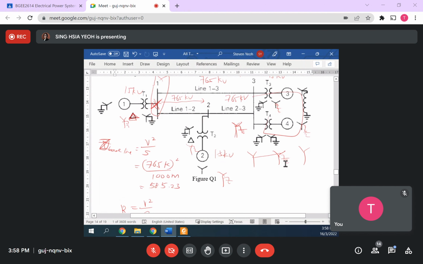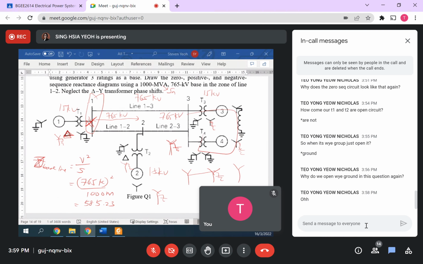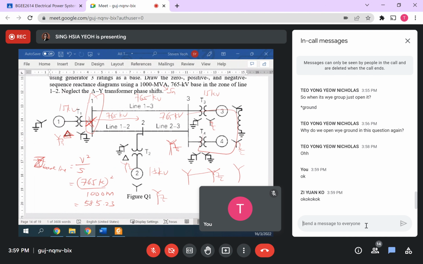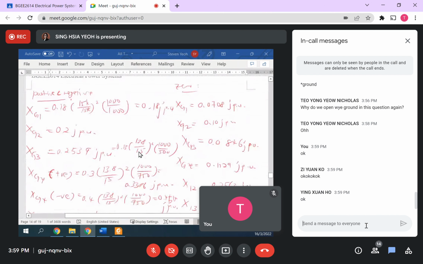In order to avoid problems in your final exam, I give all the transformers Y ground. If it is Y ground, then you follow the diagram. Others, are you okay? Song Jian, Minghang, Ryan, Ying Xuan, Ziyuan. I don't think I called your name, Ziyuan, to do a question. Y grounded, then follow the diagram. Basically, in your final exam, just follow the diagram. This one I already gave hints.